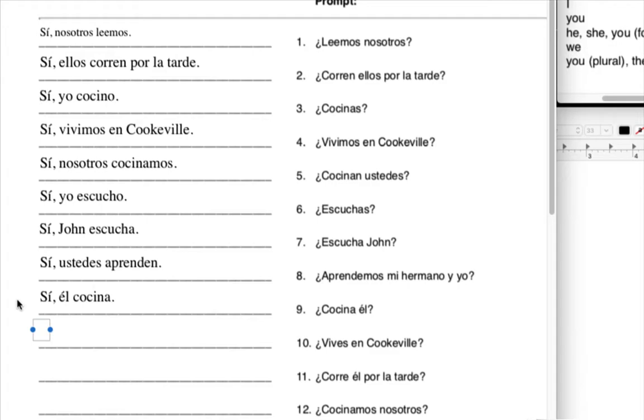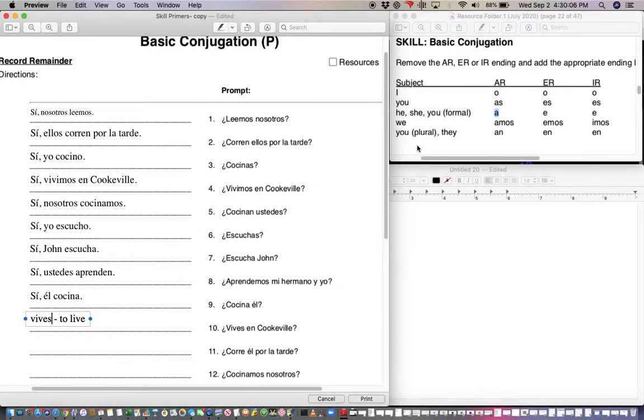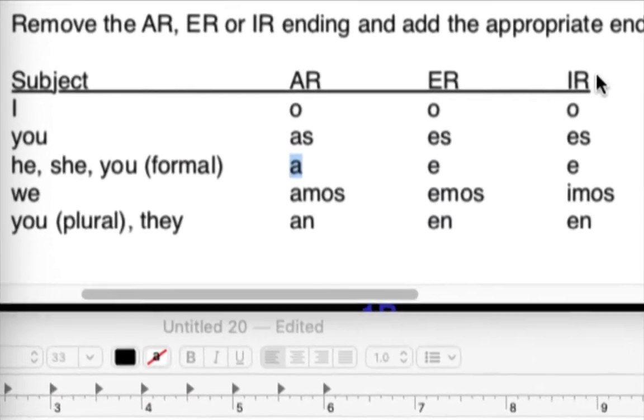Vivas, do you live in Cookeville? So we know vivir is to live. You'll find most of these verbs, not every single one of them, on verb list 1 in your resource folder if you have a copy of my resource folder. So it's to live. Take off the ER. If you put an ES on it, we can tell exactly who you're talking about.